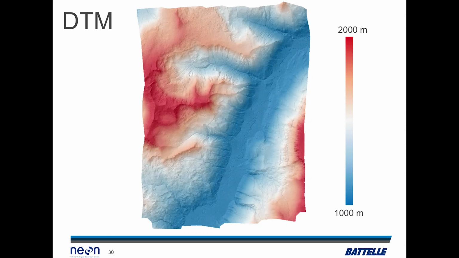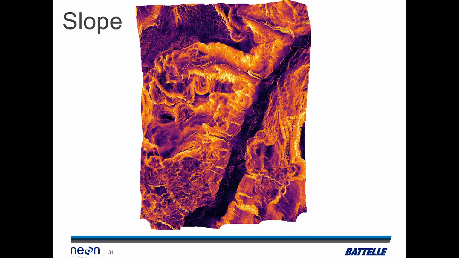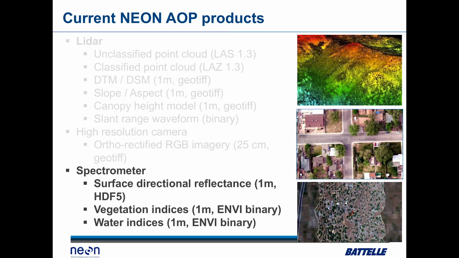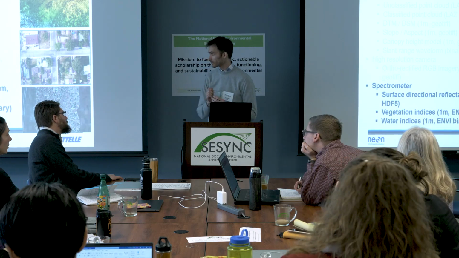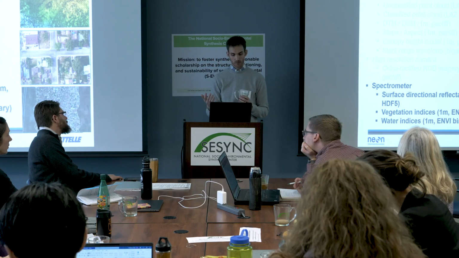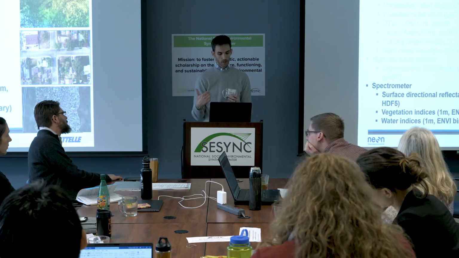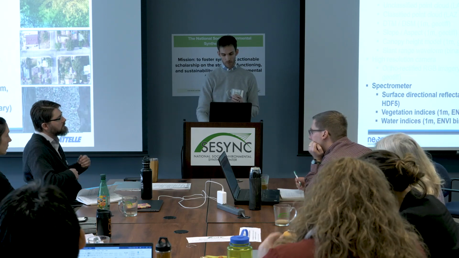And then from our digital terrain model, we get our slope and aspect maps as well. Okay, so quickly back to the spectrometer. We're providing that surface directional reflectance as well as that sensor radiance, again at 1 meter, and then vegetation indices and water indices.